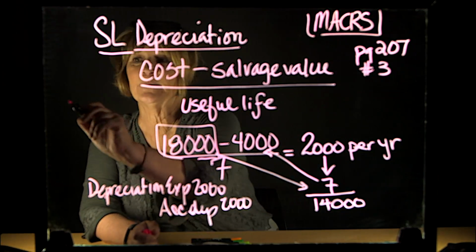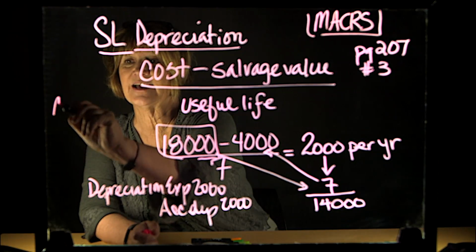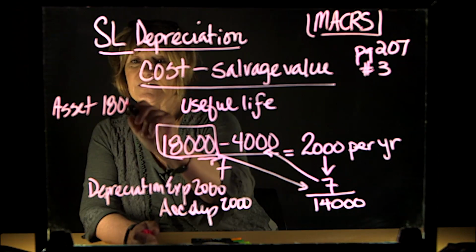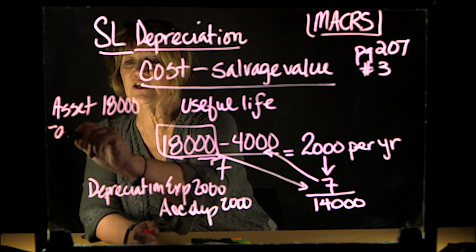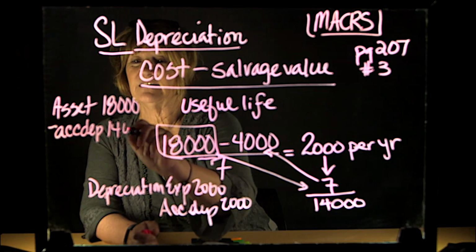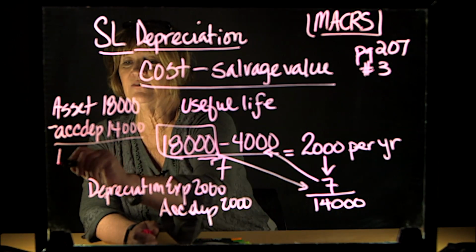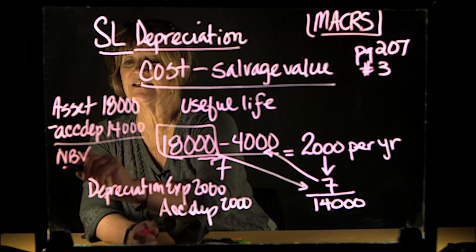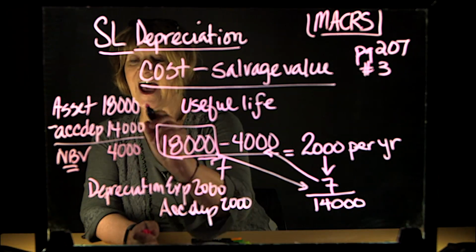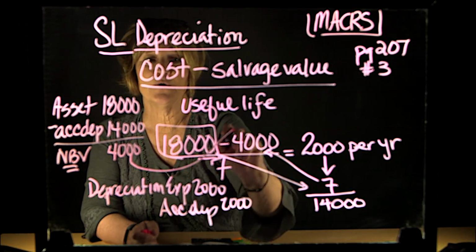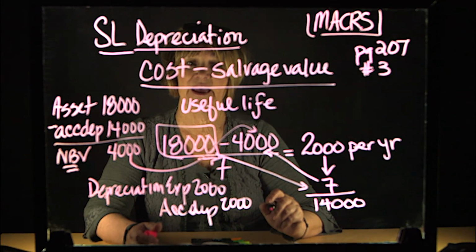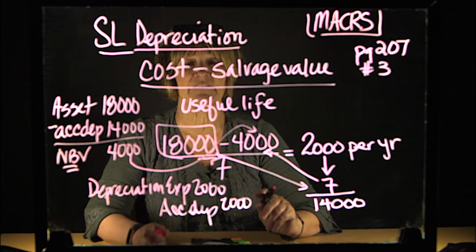And you get that by taking the asset, which is $18,000, less the accumulated depreciation, and I'm abbreviating, of 14, gives us something we call our net book value, which will be $4,000 after the end of 7 years, which then equates to our salvage value. And that is straight line depreciation.